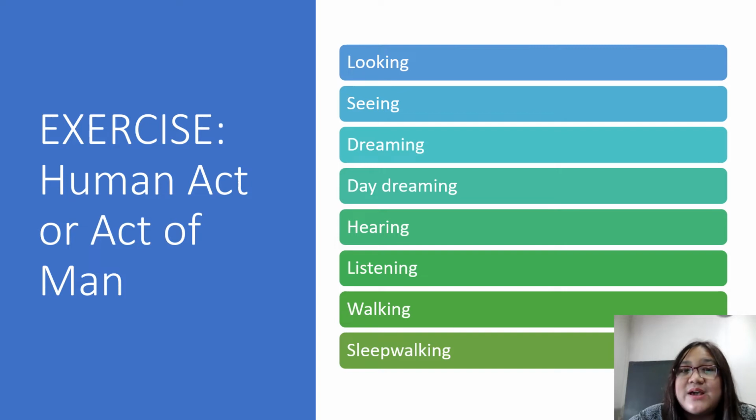Next, and finally, we have walking and sleepwalking. Walking is a human act because it's a conscious process. I have to put one foot after the other, left, right. So I have to think about the actions of what I'm doing, to walk or not. Now, sleepwalking, that's out of our control. We are asleep. Therefore, we do not know what we are doing when we sleep, right?